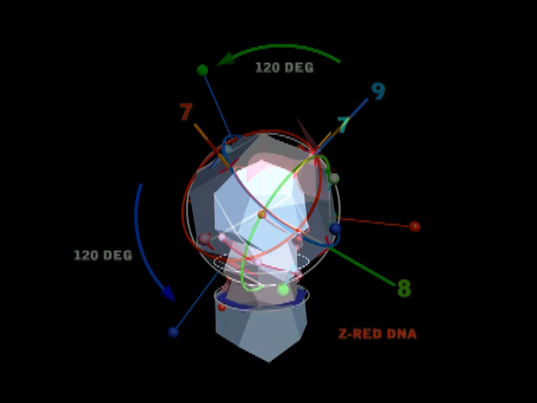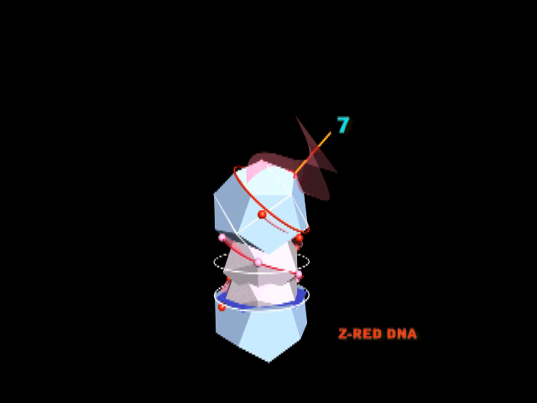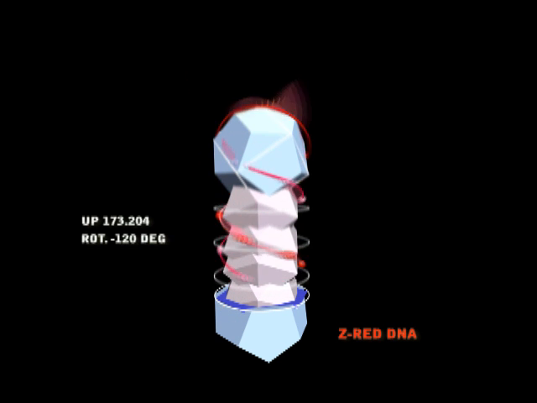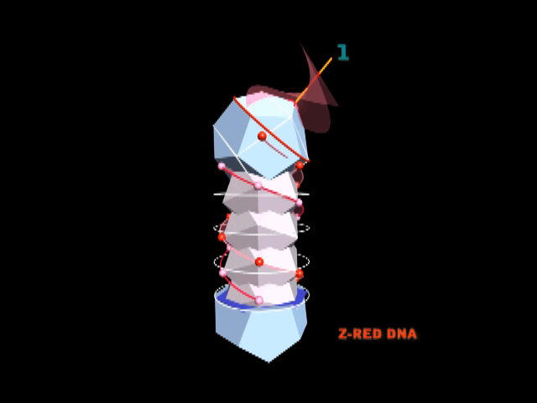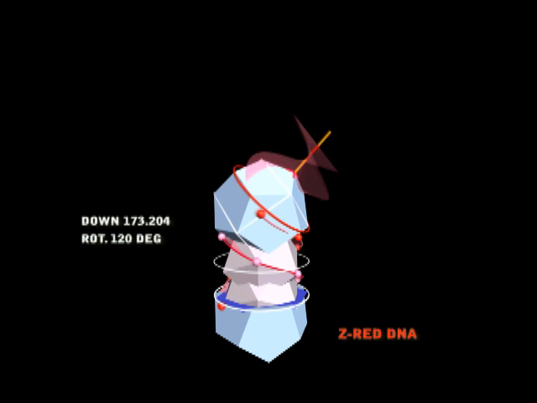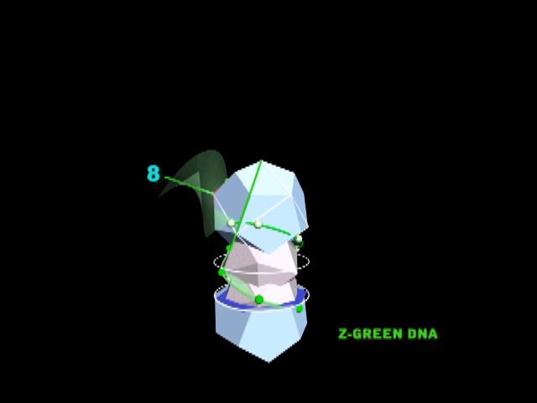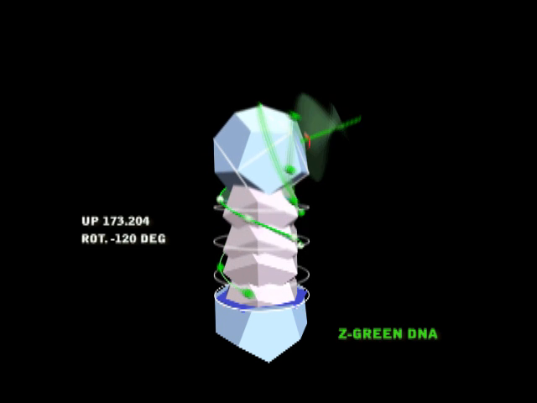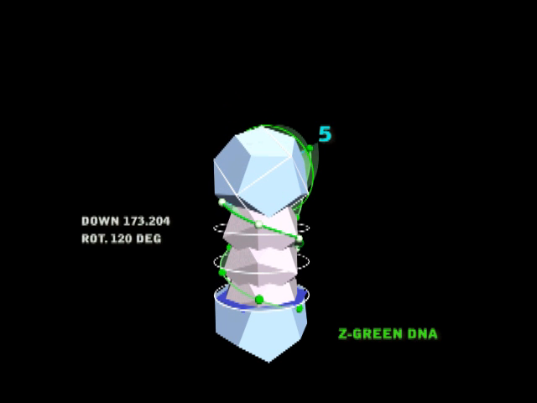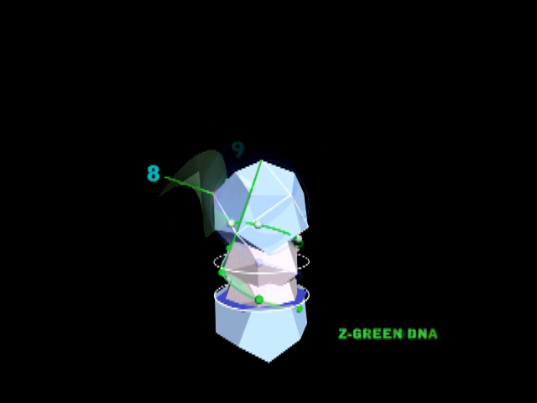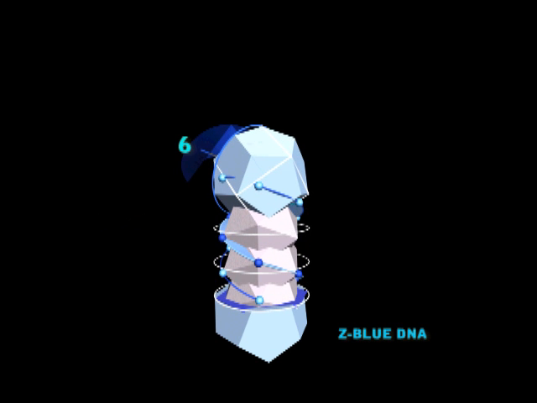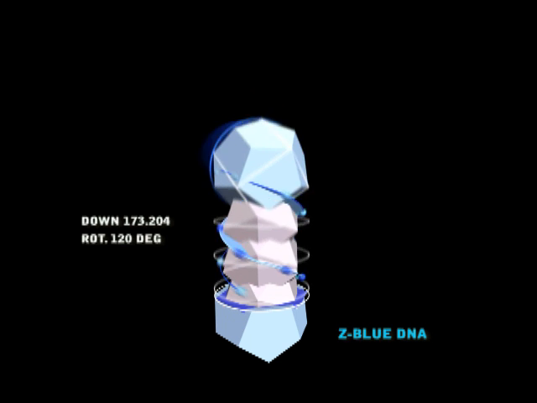So let's go to Z red, and because it's a left hand thread, we're going to have to start at 7. And then we'll go to 4, and then we'll go to 1, and then we'll drop down again. Then we'll go to green and start at 8, and then we'll go to 5, and then to 2, and then drop down again. Then we'll go to Z blue and start at 9, and then to 6, and then to 3, and then drop down again.